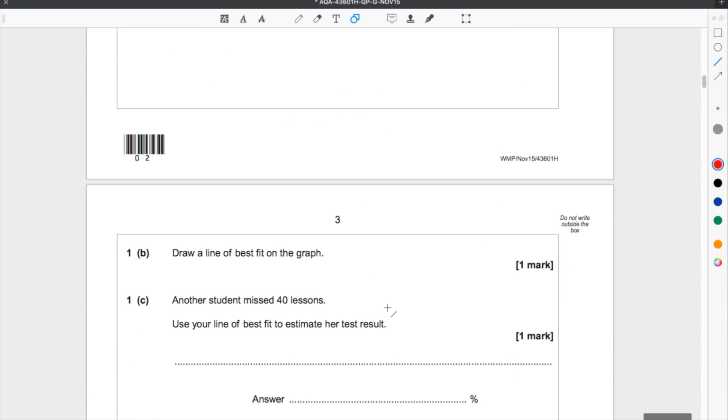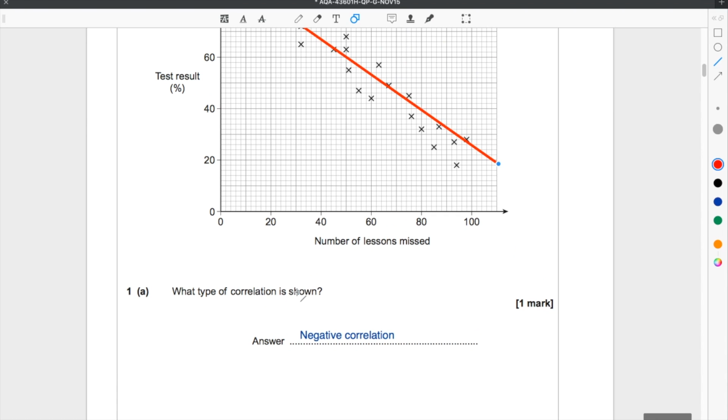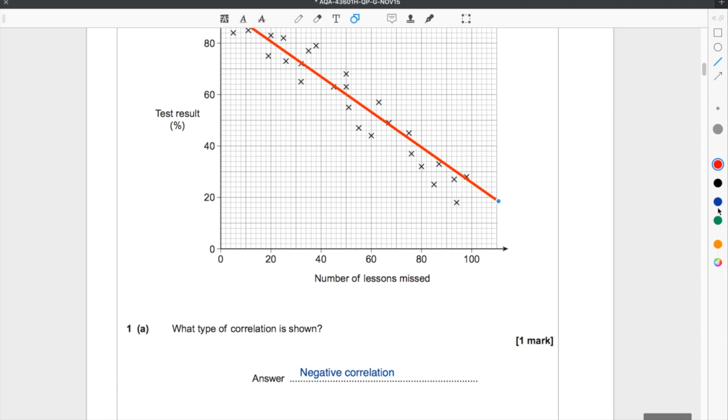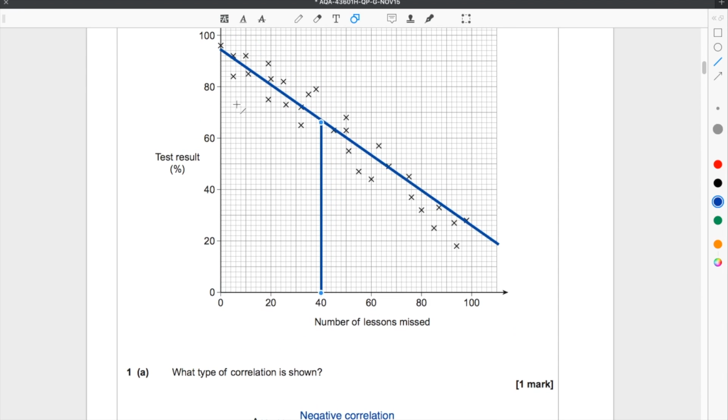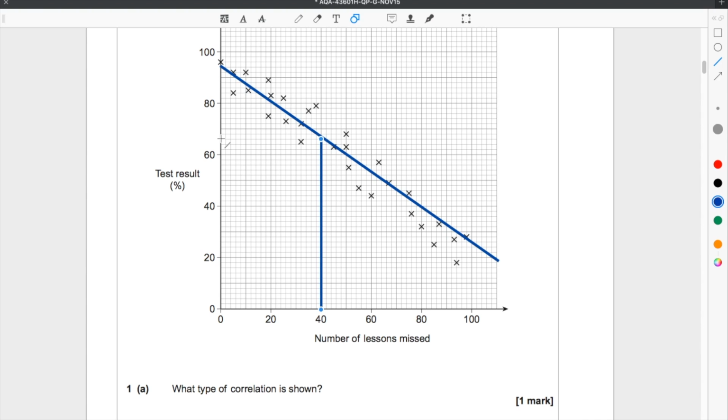And then 1c says another student missed 40 lessons. Use your line of best fit to estimate her test result. Well, 40 lessons missed is here. If we draw a line up to the graph, then a line across from there will be here, and so we draw a line up to the line we've drawn as a line of best fit, and then a line across from that to the y-axis, and we read off the value we get.